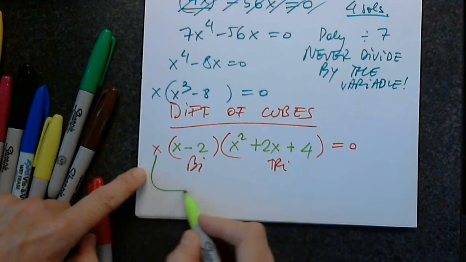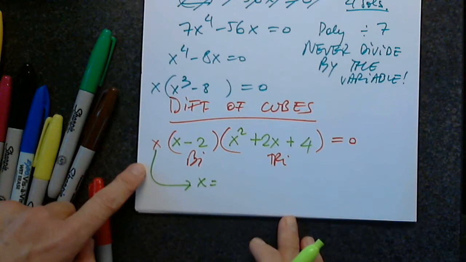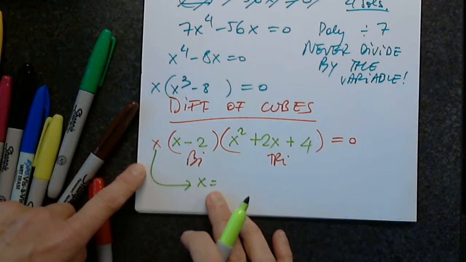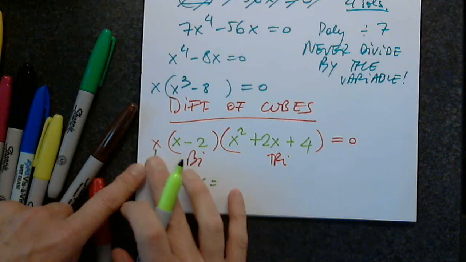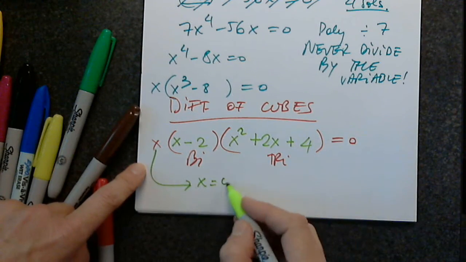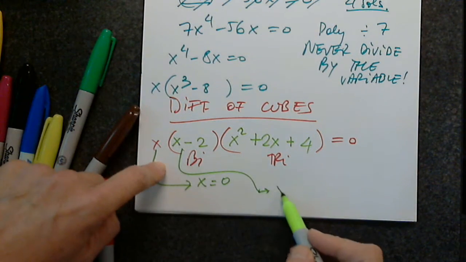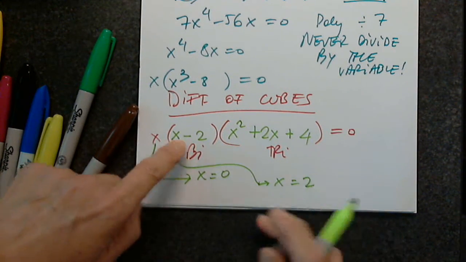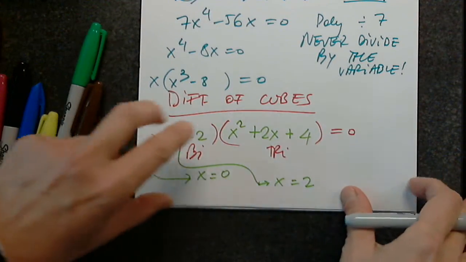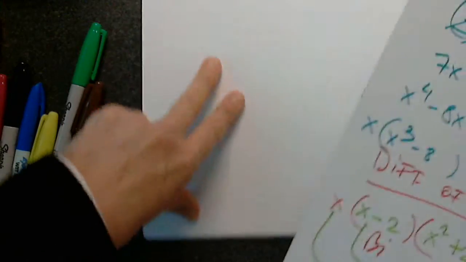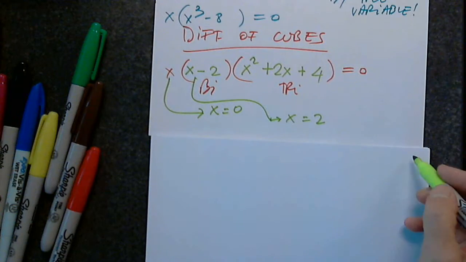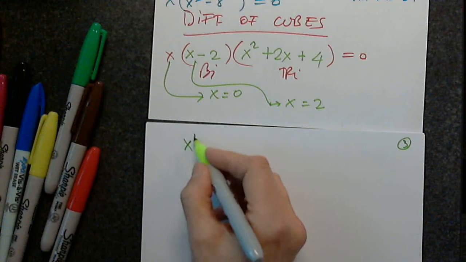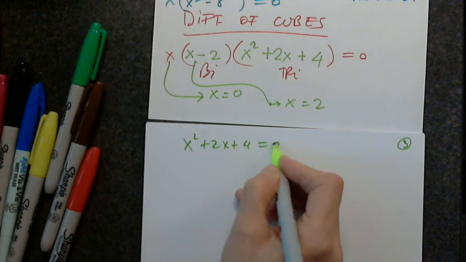The first solution comes from here. X equals 0. The second one comes from here. X equals 2. Very good. And the other two will come from here, but with some effort. Because this is not factorable. And what is my other possibility? The only chance I have is the quadratic formula. X squared plus 2x plus 4 equals 0.